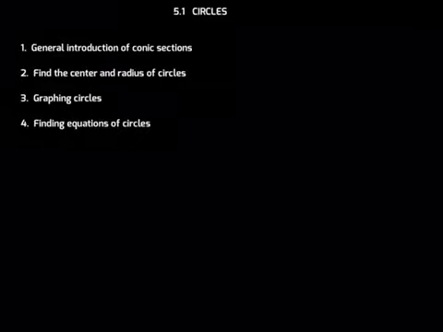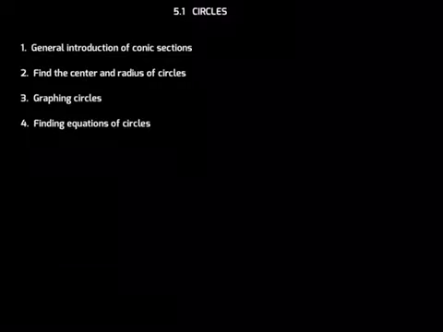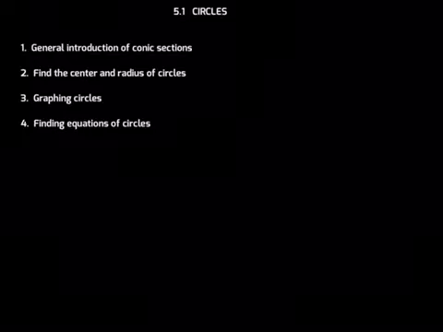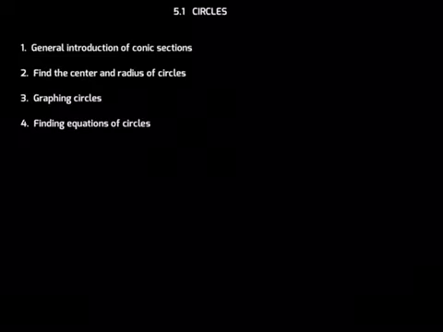All right, guys, we're starting chapter 5, an exciting chapter about our conic sections. Our conic sections include the parabola, the circle, the hyperbola, and the ellipse. In this first section, we're going to talk about circles. There's 4 different objectives in this section about circles.